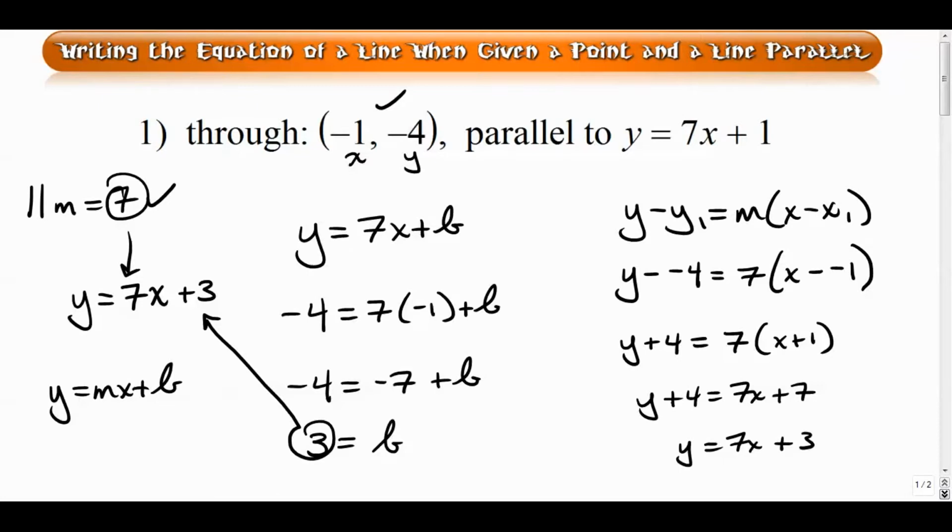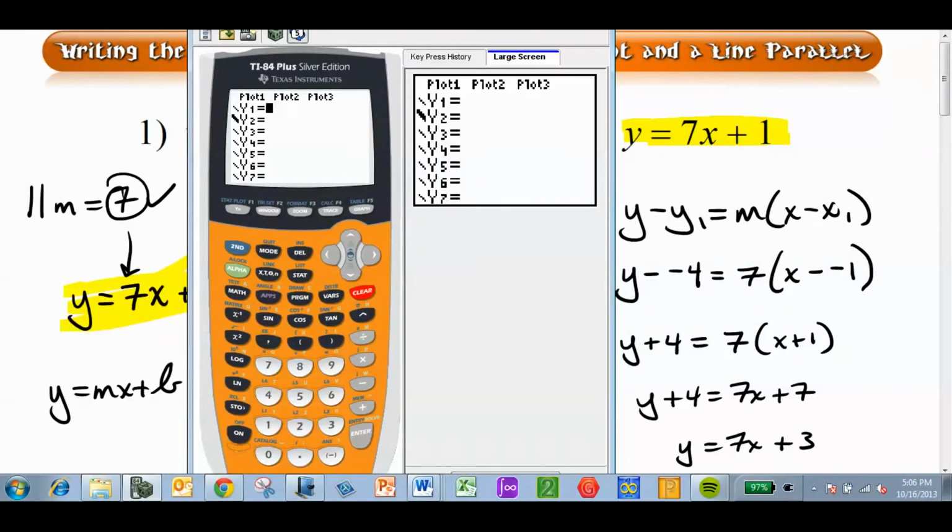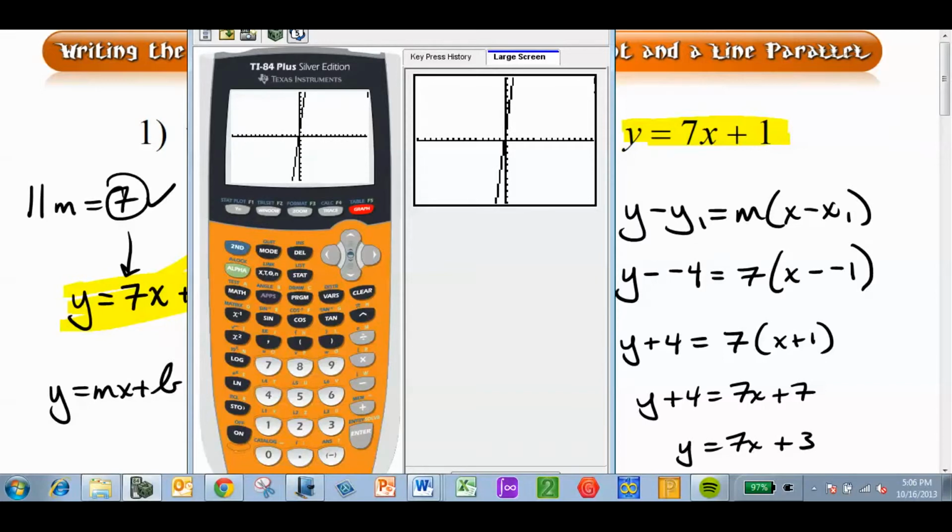So my claim is that this line is parallel to this line and it goes through this point. And I think a really nice way to check this would be to graph it. So I'm going to go to my graphing calculator and type in both of them. I'll type in 7x plus 1, and I'll type in the other one, 7x plus 3. And let's graph them. A little tough to see there, so let's zoom in a little bit. Let's go to zoom 2, press enter again, and now we can see that these two lines definitely are parallel.